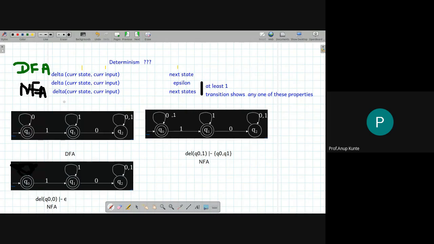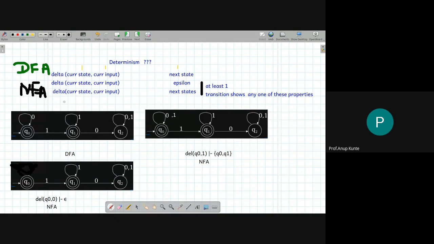NFA with epsilon moves. Now this is a bit trickier, or a bit different than what we are discussing as a device now. Okay. Now as I told you, DFA is difficult to prove because there are more restrictions on it. That is, I'm saying that delta must be a total function. Okay, whenever I want to define an NFA, I don't put any restriction. I just say that there is delta.